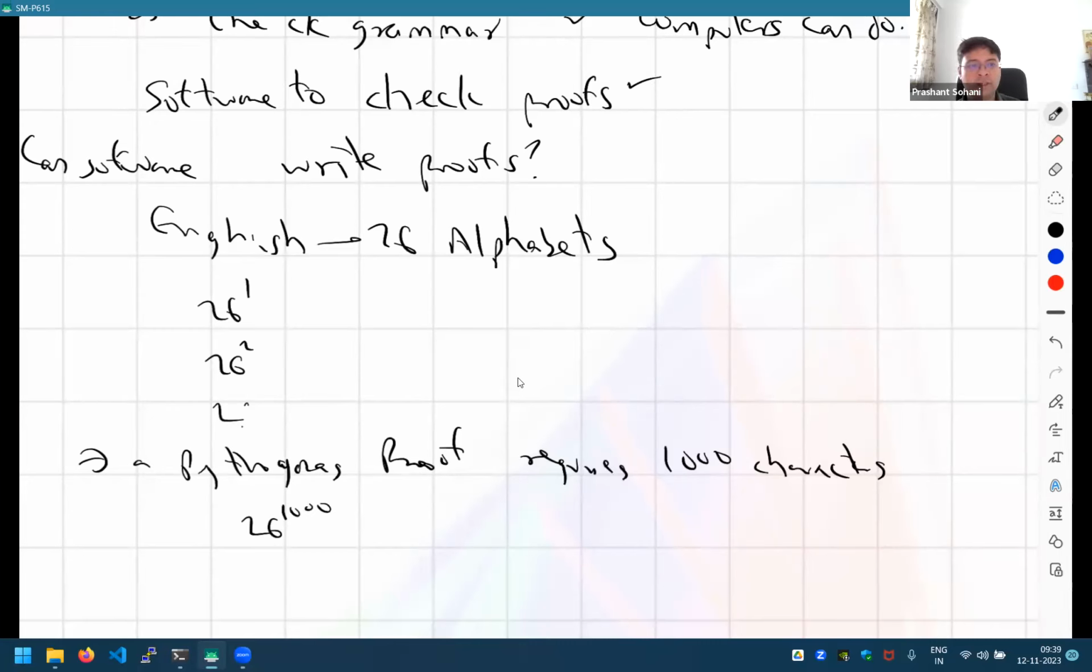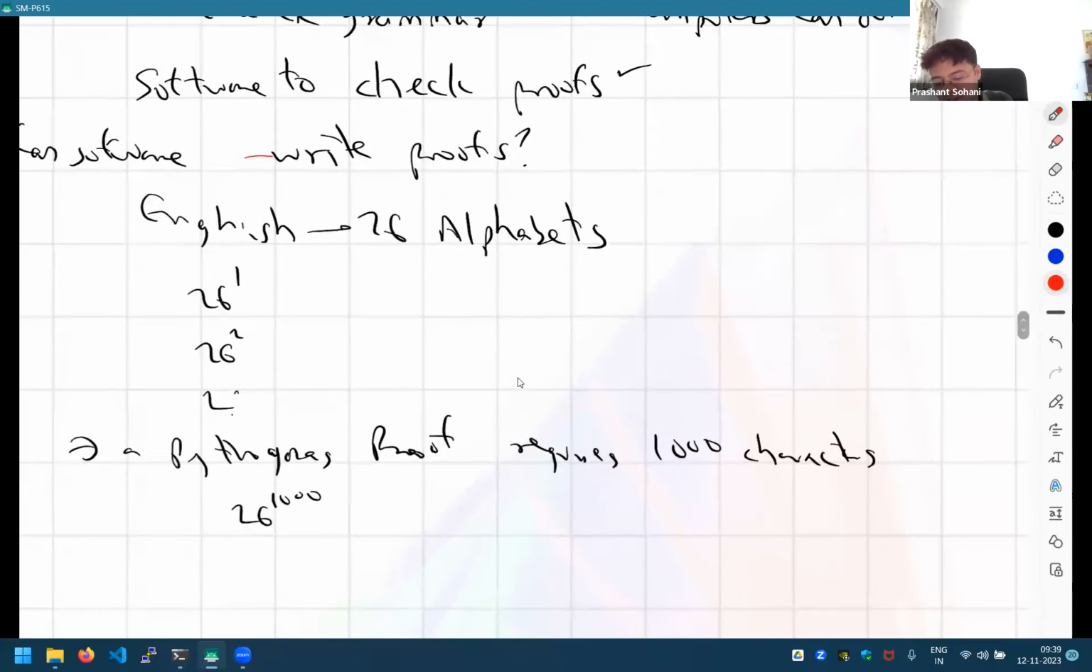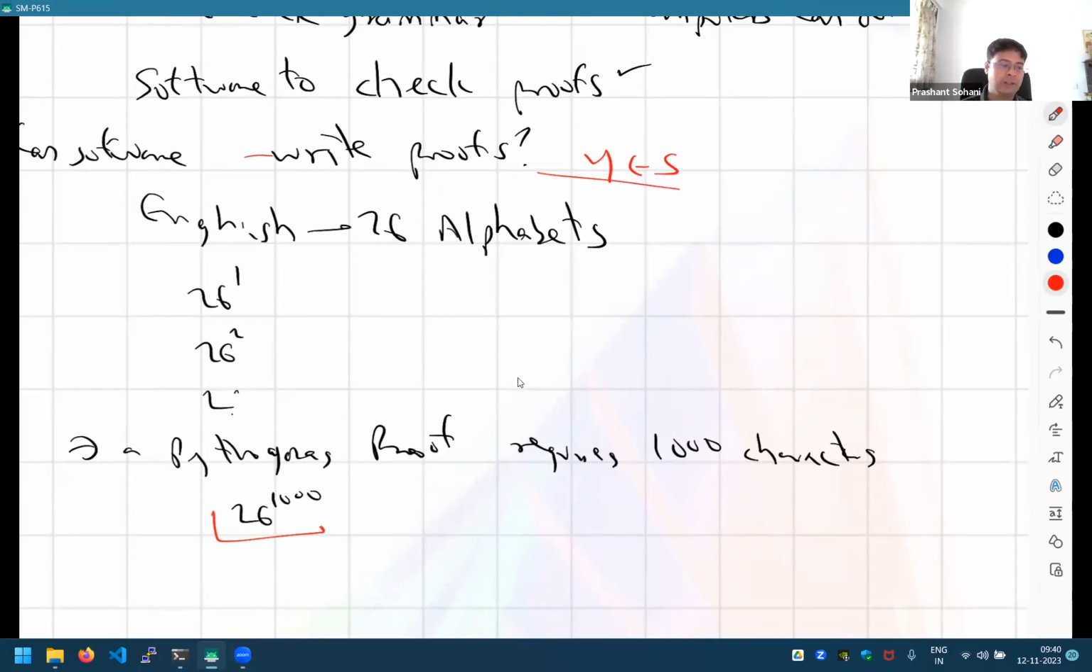So at a very basic level, can software write a proof? The answer has to be yes. Is it practical? No, obviously not. I'm sure this number is much larger than maybe the number of atoms in the universe or something like that. So we have no definite plan to create this kind of brute force mechanism, but we are thinking in the realm of mathematical possibility where no number is too large. So given a sufficiently powerful and fast computer, any software can write proofs.